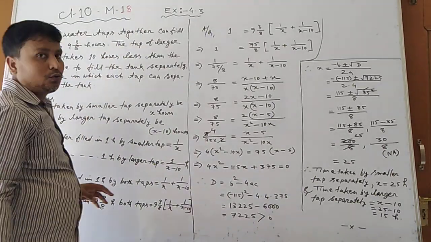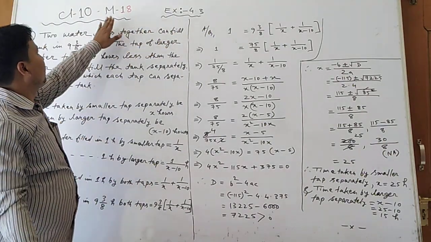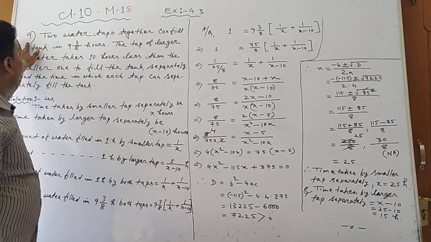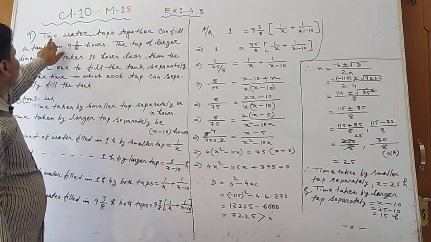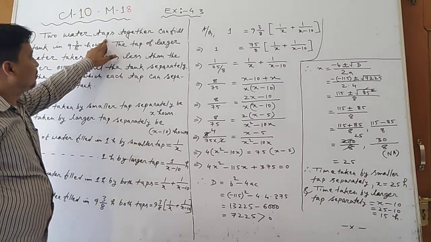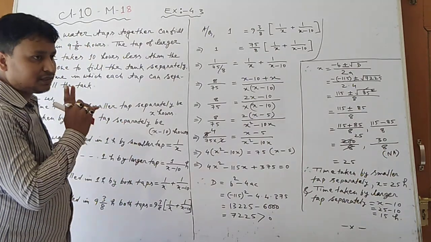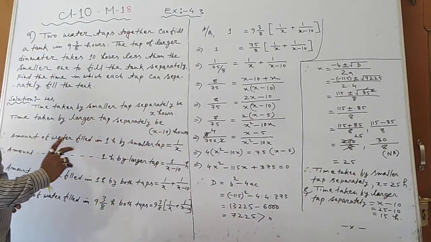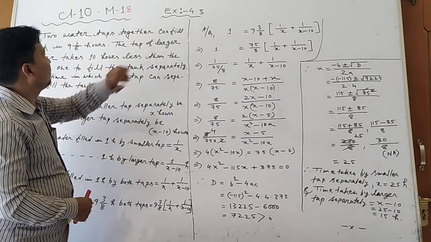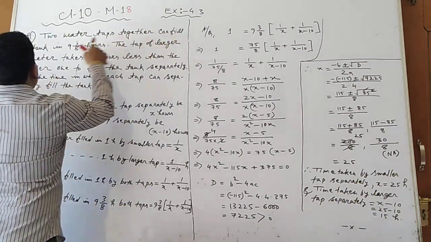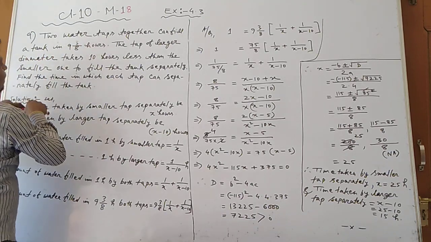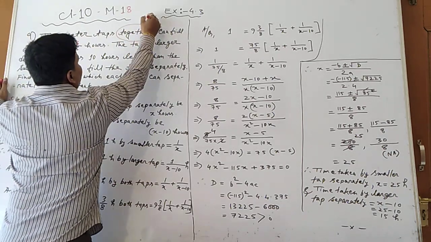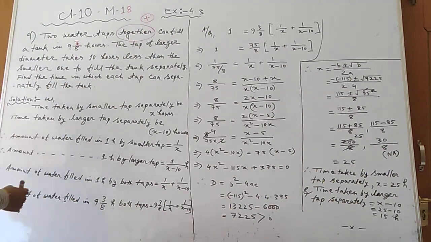Okay. Good afternoon, students. Exercise 4.3, video number mathematics 18. Question number 9. There are two water taps, one larger and one smaller. They are a larger diameter water tap and a smaller diameter water tap. Two water taps together can fill a tank in 9 3/8 hours. Together means plus. Keep that in your mind.